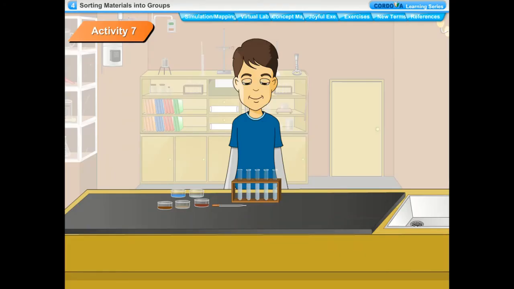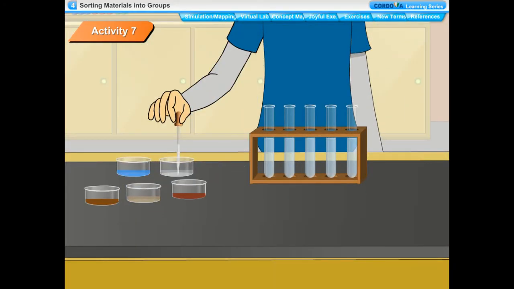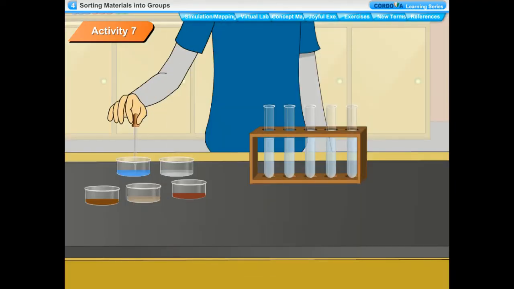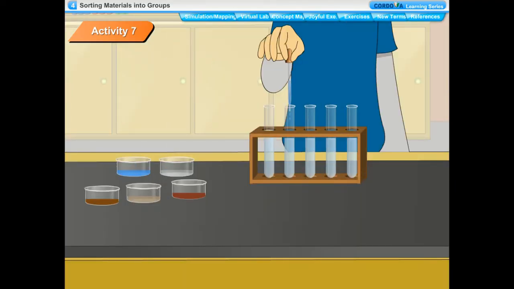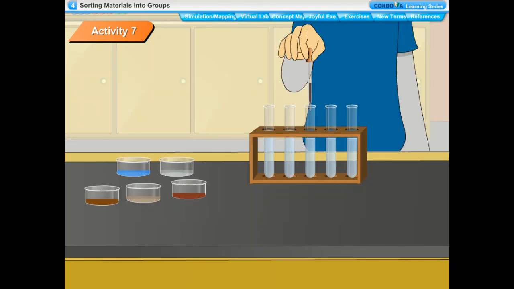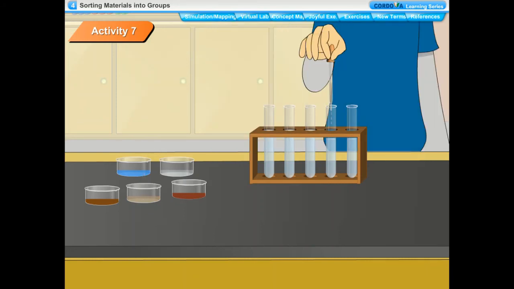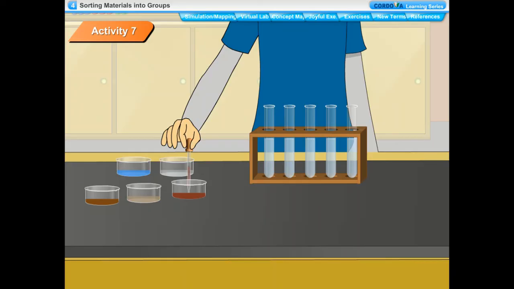Method: Take the test tubes and fill half of each of them with water. Add some glycerine drops to the first test tube. Similarly, add a few drops of kerosene oil in the second test tube. A few drops of vinegar in the third test tube. A few drops of mustard oil in the fourth test tube. And a few drops of alcohol in the fifth test tube.